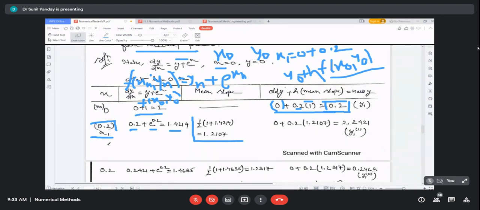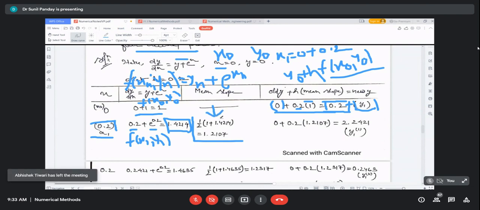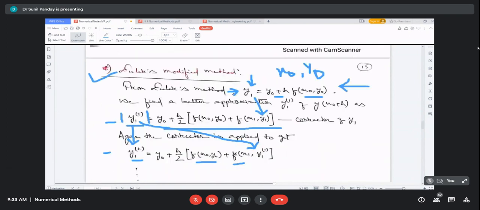So now we are calculating the slope at the new point x1 and the new updated value of y1. That is, we are calculating f of x1 and y1. So x1 is 0.2 and y1 we have calculated here as 0.2. So this is the value of f of x1 y1. Now we are calculating here the mean slope. So how is this mean slope coming? If you see, the mean slope is this one.